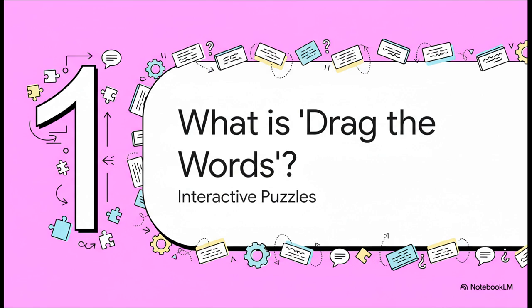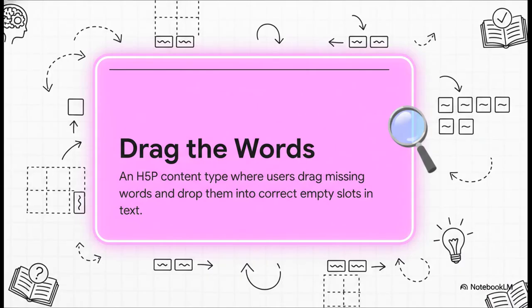Okay, so first things first, what exactly are we building here? Let's break down this specific activity and talk about why it's such a great tool for learning. Think of it like a fill-in-the-blanks exercise, but on steroids. Basically, your learners see a piece of text with some key words missing. Their job is to grab the right words from a list and pop them into the correct spots. It's a simple but really effective way to check comprehension and make sure key vocabulary is sticking.